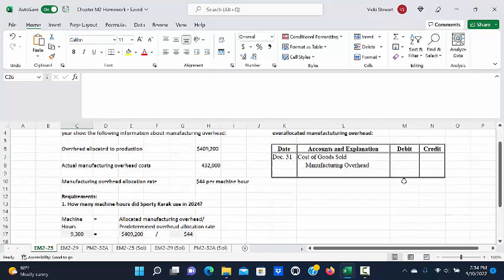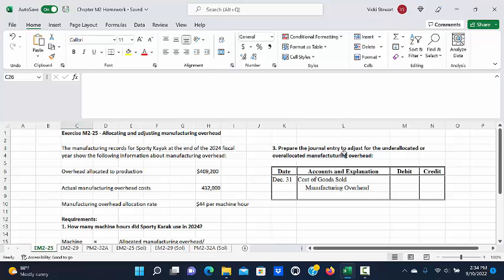So the third part of the problem asks us to prepare the journal entry to adjust for the underallocated or overallocated manufacturing overhead. Since manufacturing overhead was underallocated, we would need to increase cost of goods sold by that amount, $22,800 that we just calculated, and then we would credit manufacturing overhead for the same amount. And that is the conclusion of the demonstration for exercise M225.